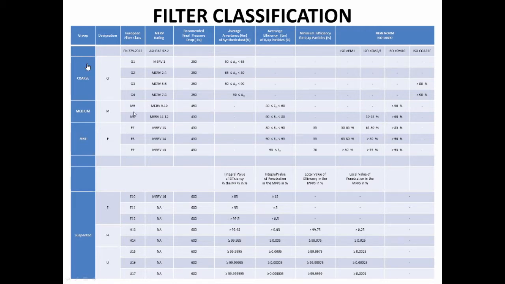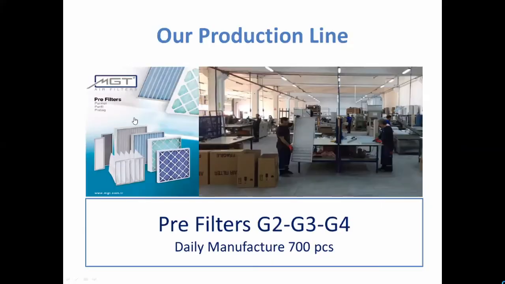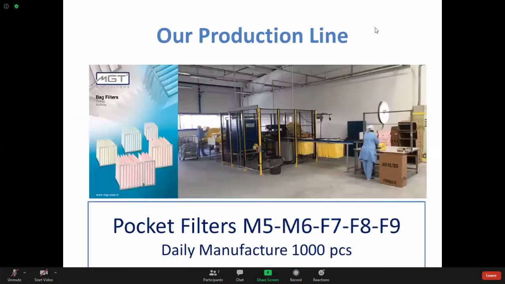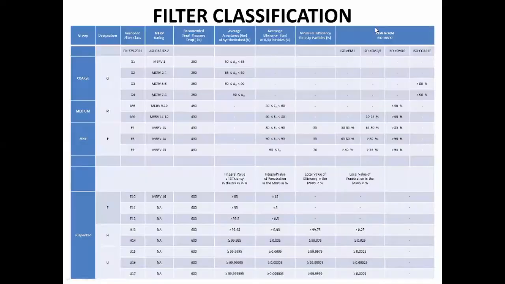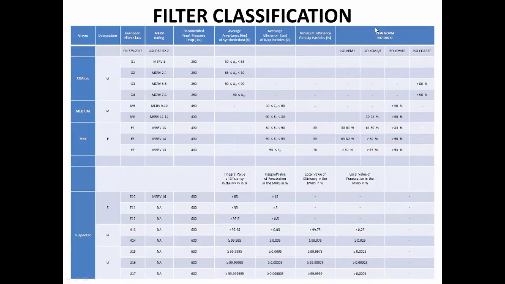And when it comes to M5, M6, we talk about the percentage with this, like ePM10 with 50% or 60%. Sorry. This is the chart. The market tried to orient to this norm, but still they use the old classification with M5, F7, F9, or MERV. It will take time for people to orient to this new norm.